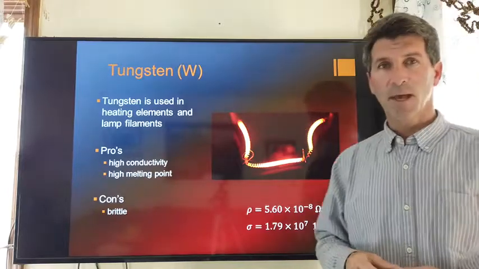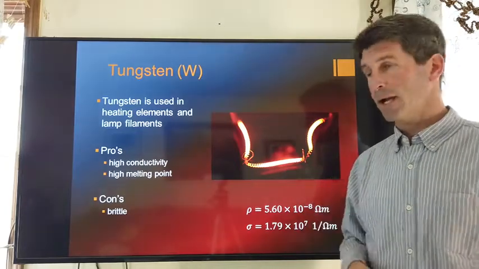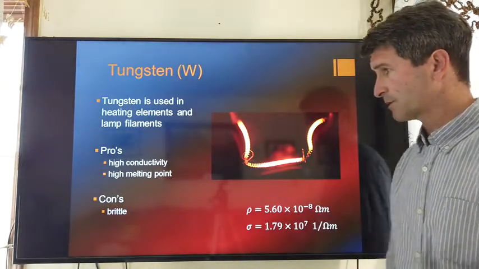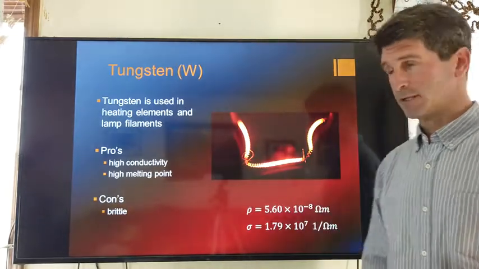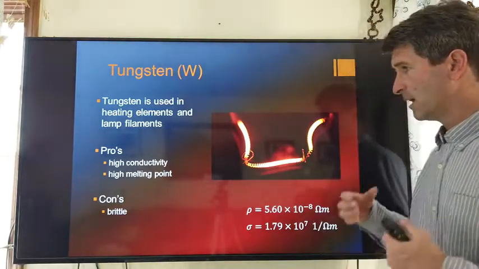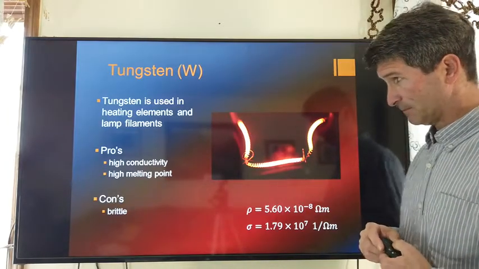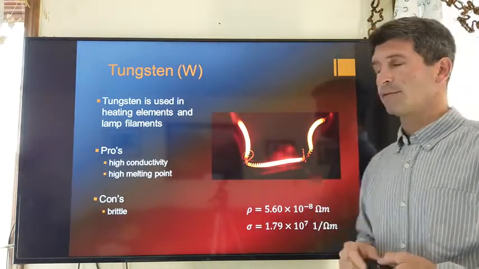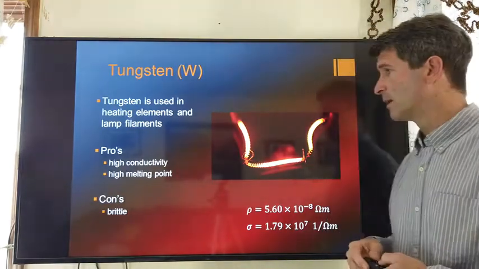Tungsten, very specialized metal. We use it in heating elements and lamp filaments. It has a fairly high conductivity. It's a difficult metal to work with because of its brittle nature. It's actually a very strong metal too. But the main thing that we like about tungsten is its high melting point. You can heat it up to 2,000 degrees Celsius, and it's still going to have a fairly high strength to it. So tungsten has been used for years in the filaments for incandescent lights. It's actually used in the starter filaments for fluorescent lights also.